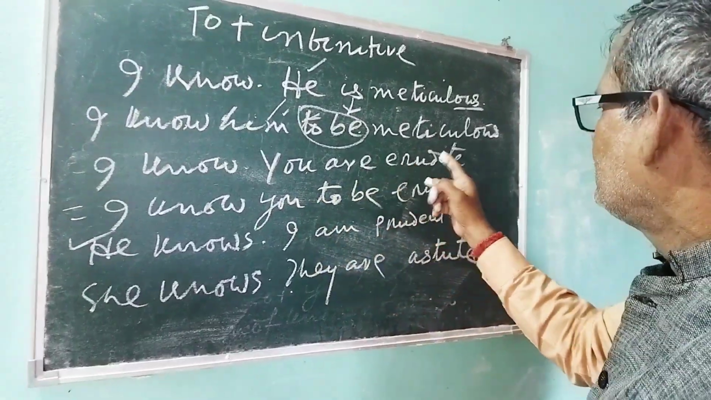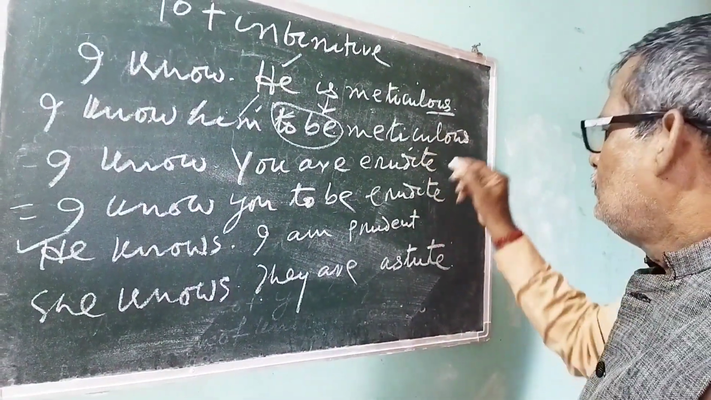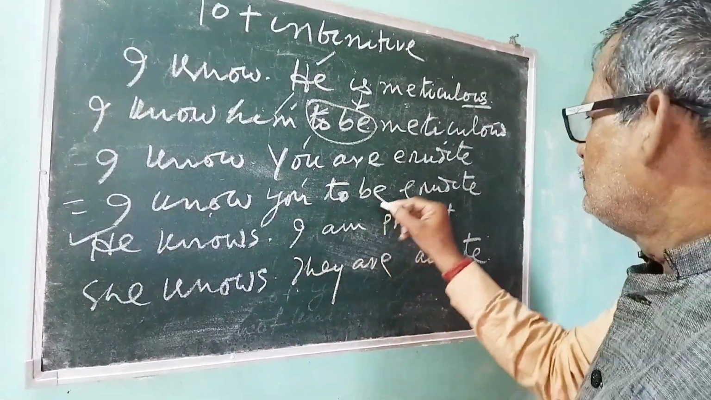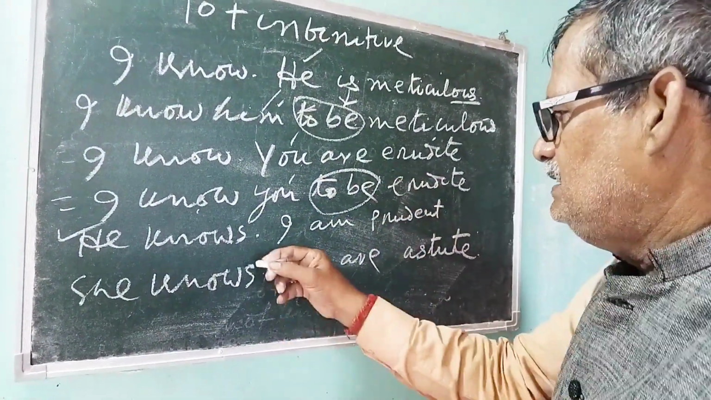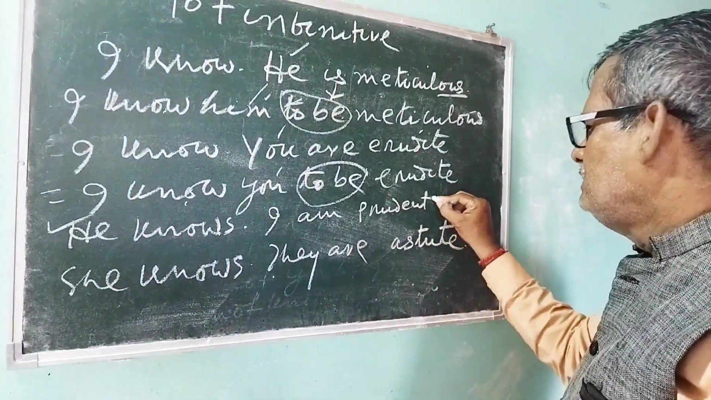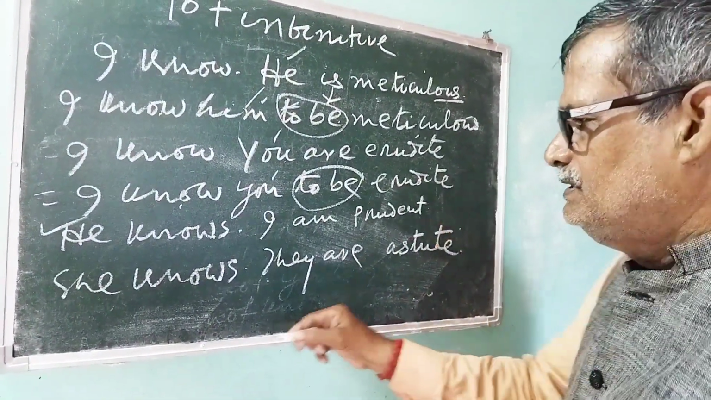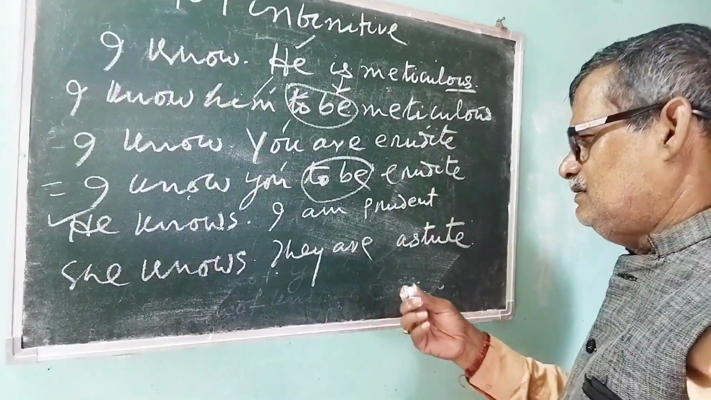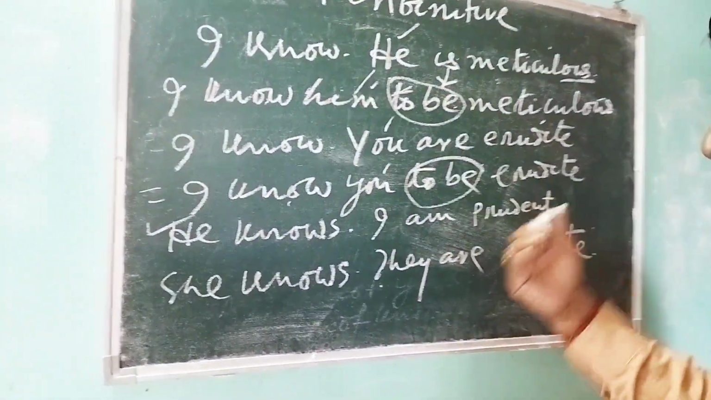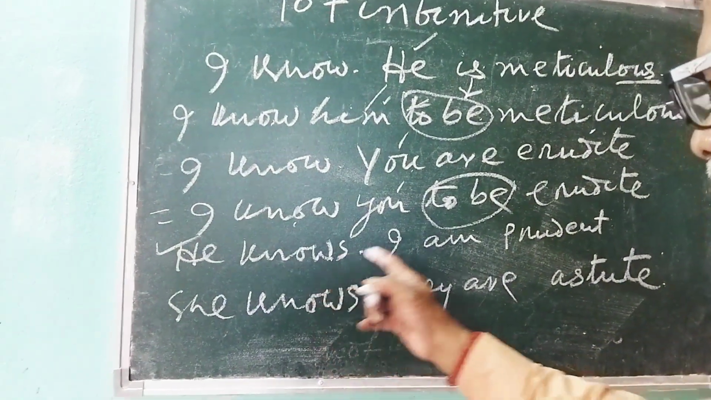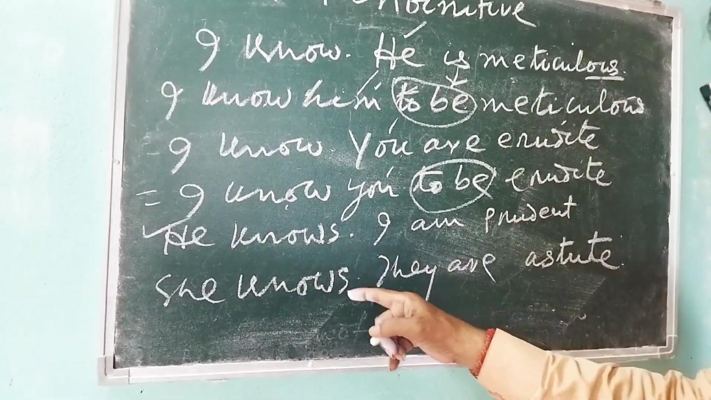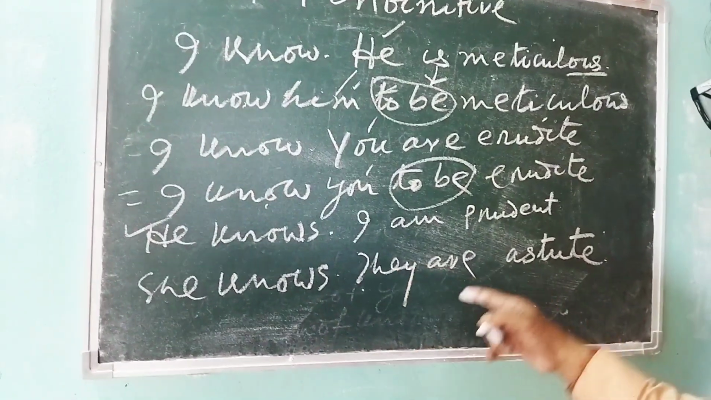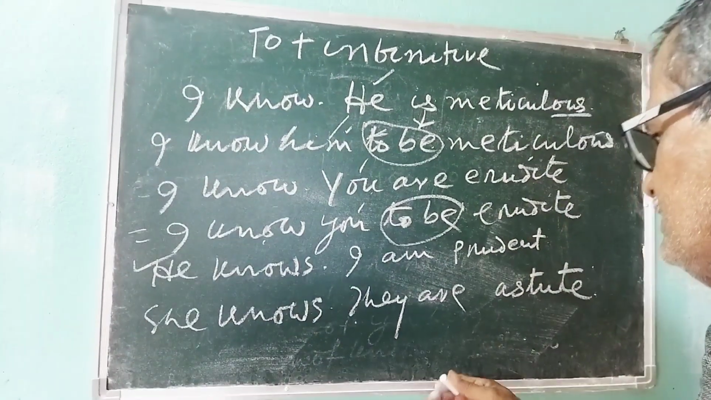I know you are erudite. Erudite means wise. I know, subjective, objective. I know you to be erudite. He knows I am prudent. Prudent also means wise. Now you have to do it from your own mind, your own labor, your own industry. He knows I am prudent. She knows they are prudent. Even she knows I am wise. She knows he is brave. I know she is whatever it may be.